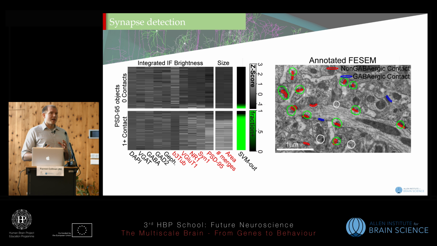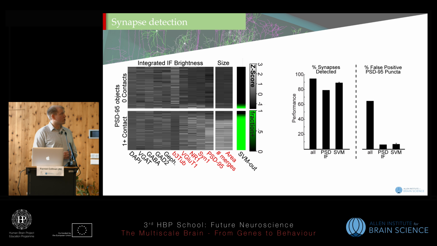You can combine all these channels of information to train a machine learning algorithm, such as an SVM classifier, to tell the difference between a PSD95 spot that's at a synapse versus one that's not. And you can do so quite effectively. This SVM was able to learn to correctly identify about 95% of the synapses while having a less than 10% false positive rate.